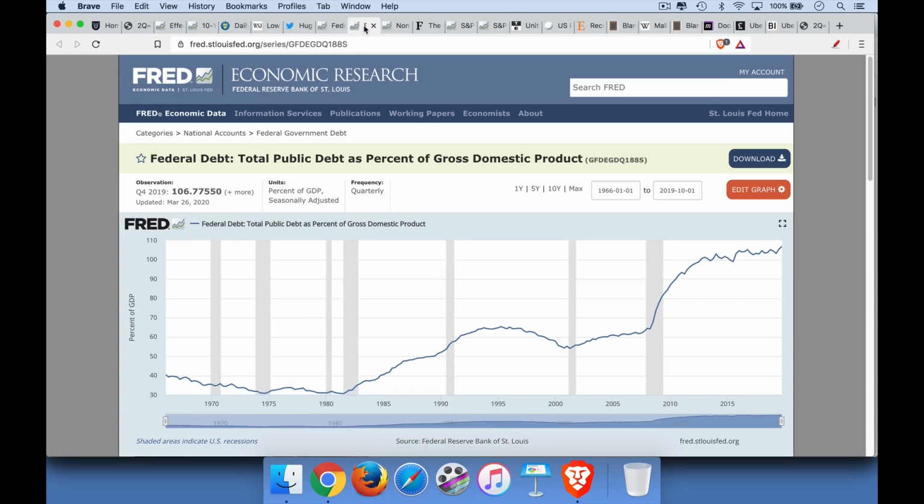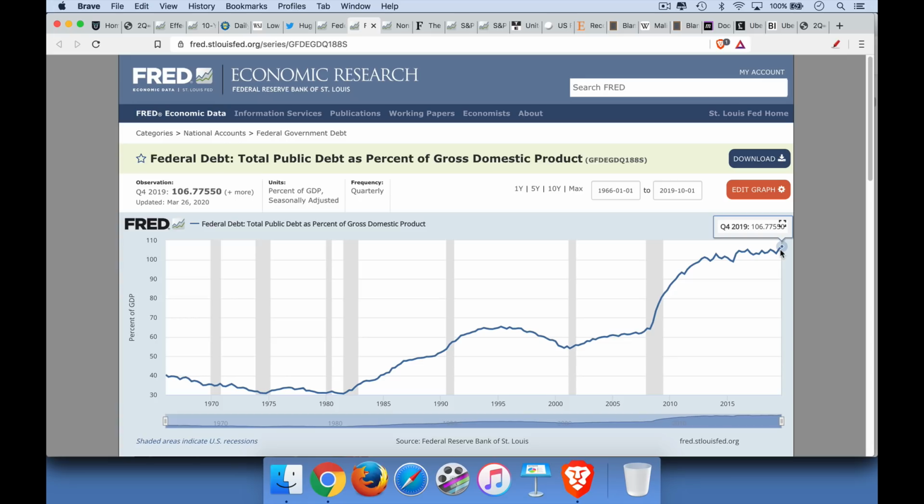Even if we adjust for it and look at it as a percentage of nominal GDP, we can see that we've moved from a level of, call it, around 30 to 40% in the 60s, all the way up to, it looks like this stops above, I would say, above 100% at the end of 2019.